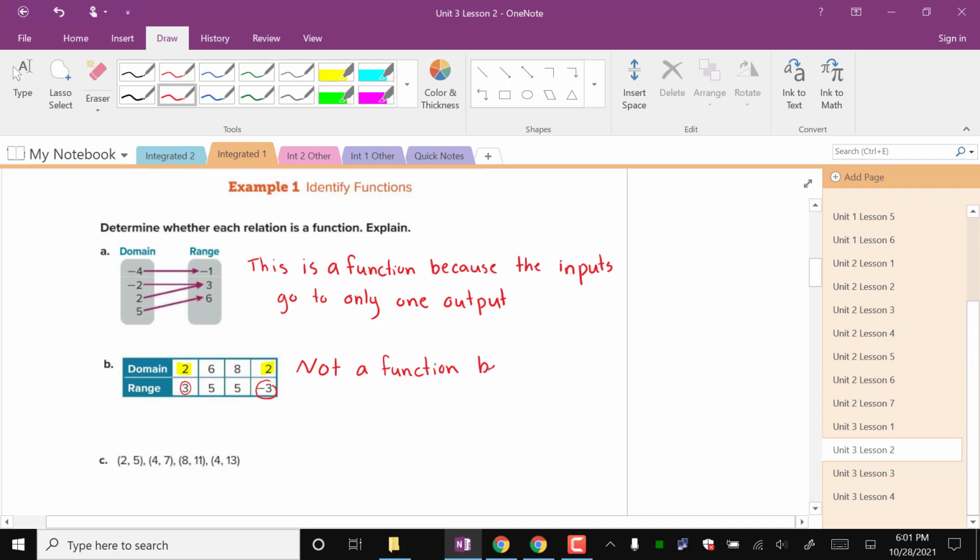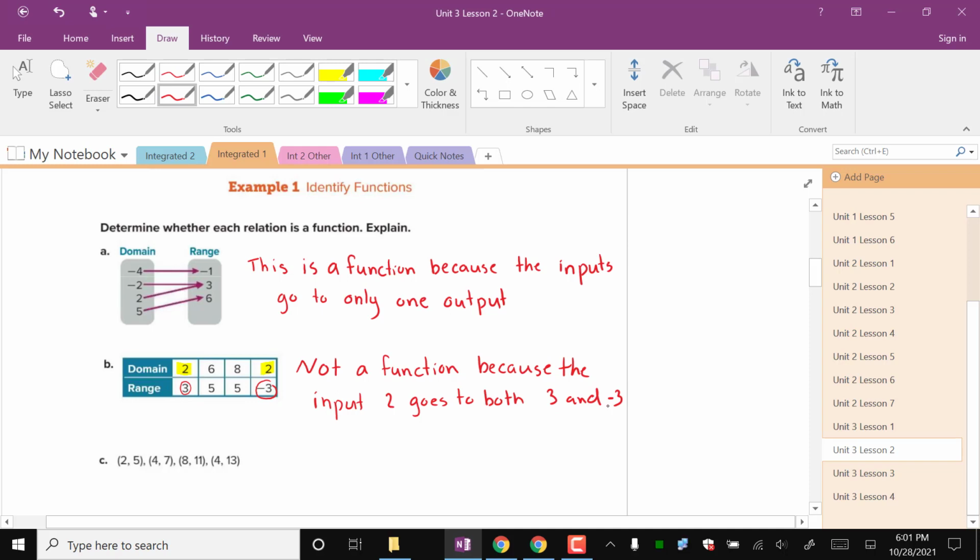Because the input 2 goes to both 3 and -3.